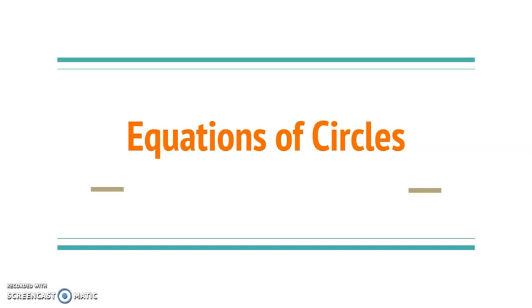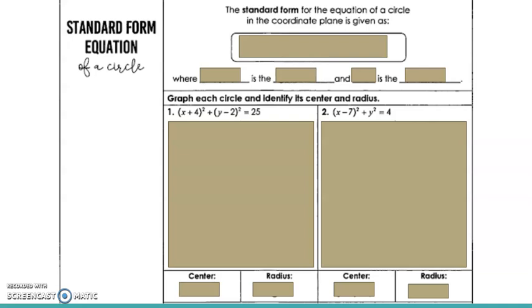The last part of this unit is looking at equations of circles. Now, the equation of a circle is very closely related to the distance formula that we were just working with. The standard form of the equation of a circle that we're going to deal with is (x - h)² + (y - k)² = r².